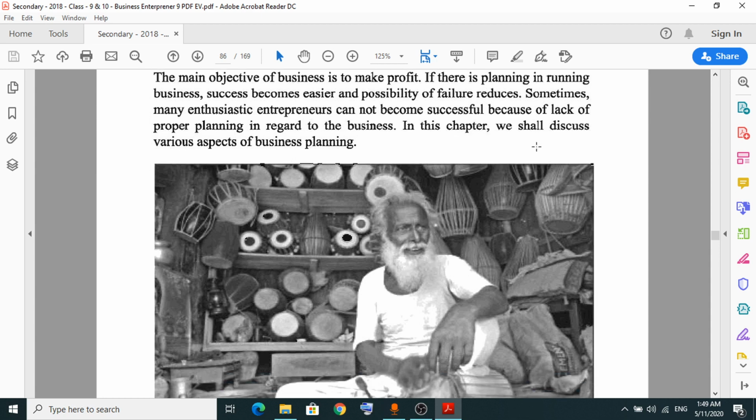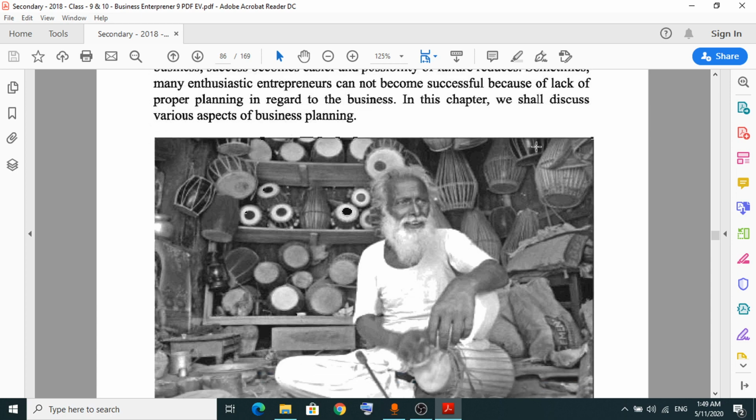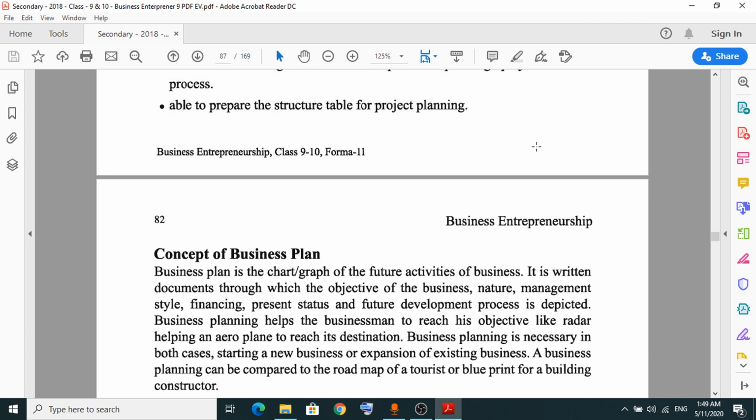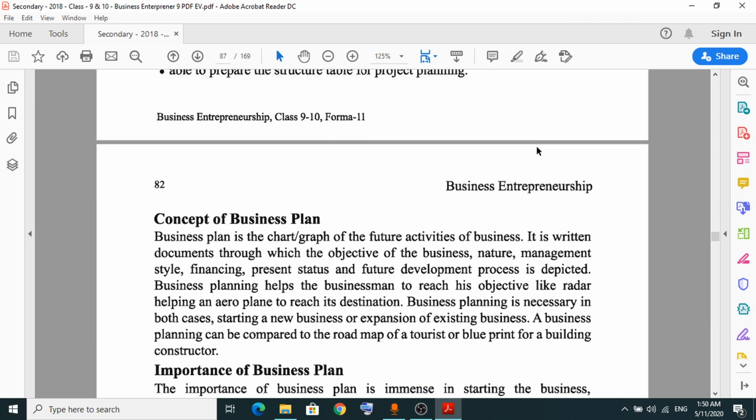And what is a business plan? Now this is the question: what is a plan? Plan means a chart or graph of the future activities. If plan is the chart or graph of future activity, then you can say that a business plan is the chart and graph of the future activities of a business. That means if you think about all the future activities of your business at the beginning of starting the business, then you can say that this is a business plan. I mean, it's a written document which depicts the future activities of the business.